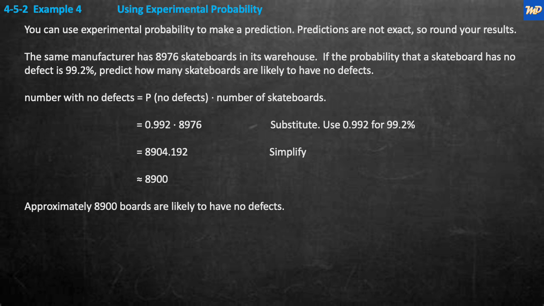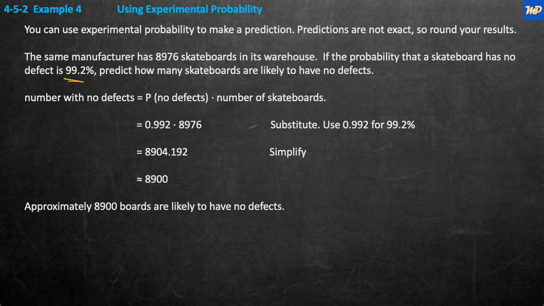The same manufacturer from above has 8,976 skateboards in its warehouse. If the probability that a skateboard has no defects is 99.2%, that's what we just found in the last slide. That's the probability in that warehouse, out of those 1,000 that they tested, that 99.2% will have no defects, because that's what they randomly checked. Predict how many skateboards are likely to have no defects.